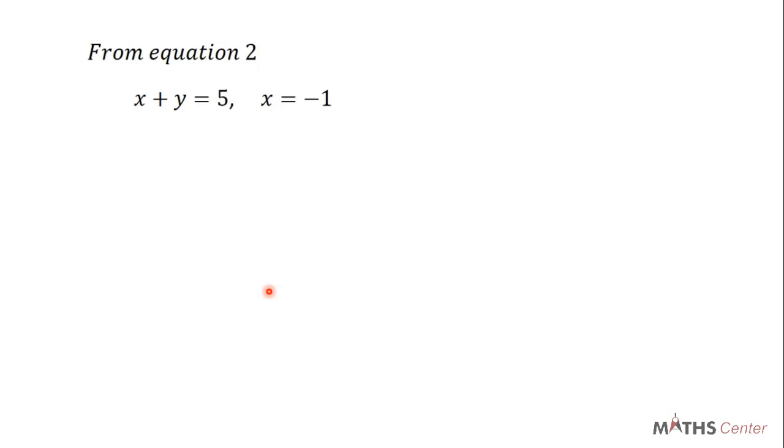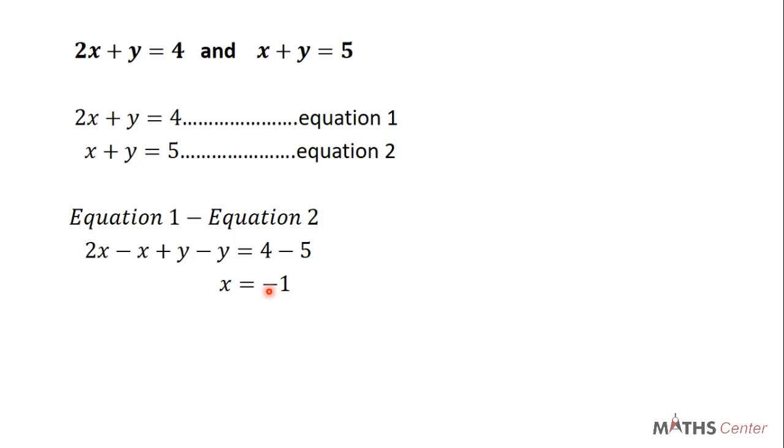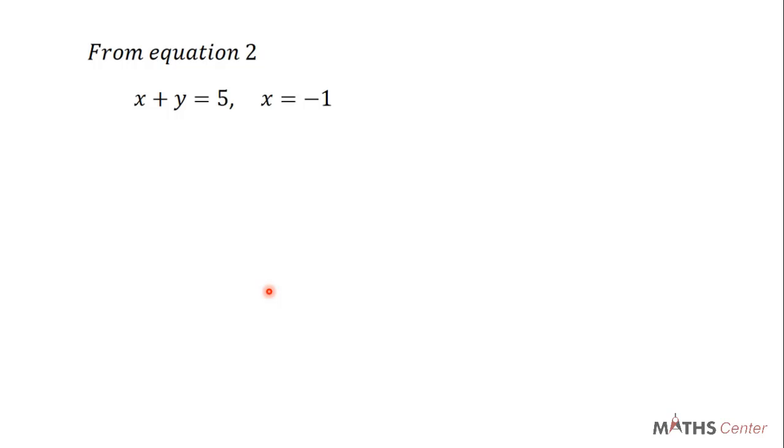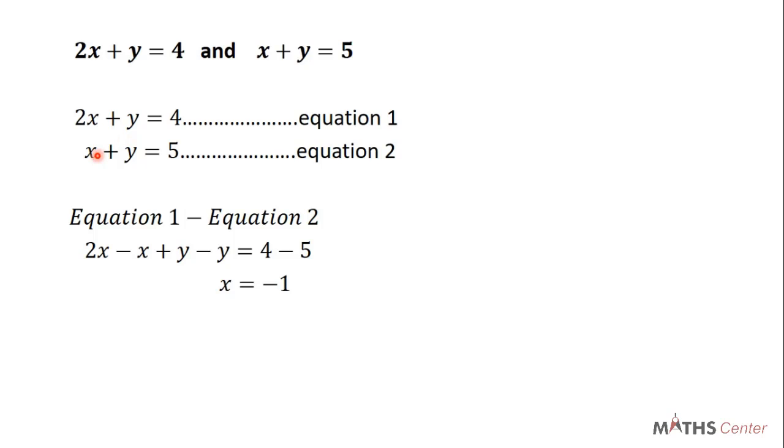Now in order to find y, you write one of the equations. You can either choose equation 1 or equation 2. In this case, I'm choosing equation 2. You can choose equation 1. Any of them will give you the answer. From equation 2, we know that x plus y is equal to 5, because that is equation 2. x plus y is equal to 5.